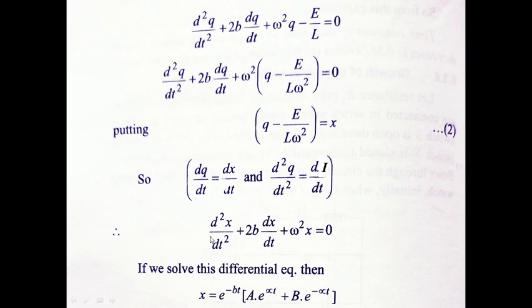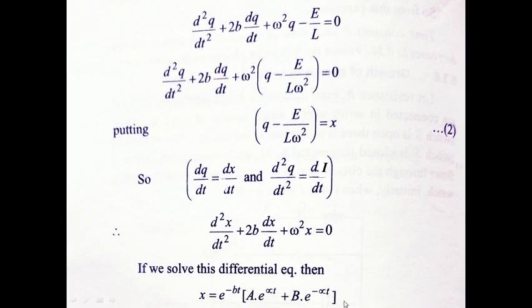So the above equation becomes d2x by dt square plus 2b into dx by dt plus omega square x is equal to 0. Now if we solve this equation, then we get the solution x is equal to e raised to the power minus bt, in bracket capital A into e raised to the power alpha t plus capital B into e raised to the power minus alpha t.